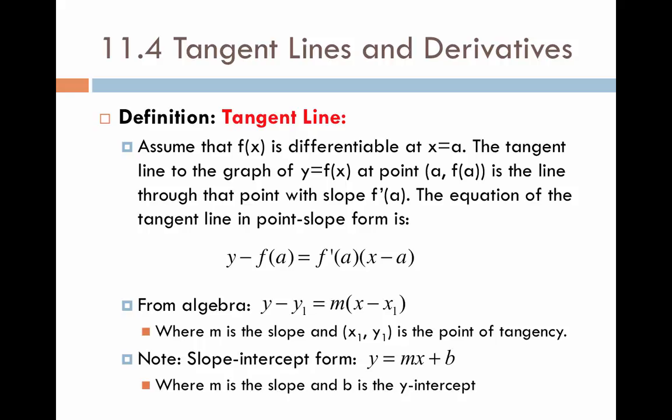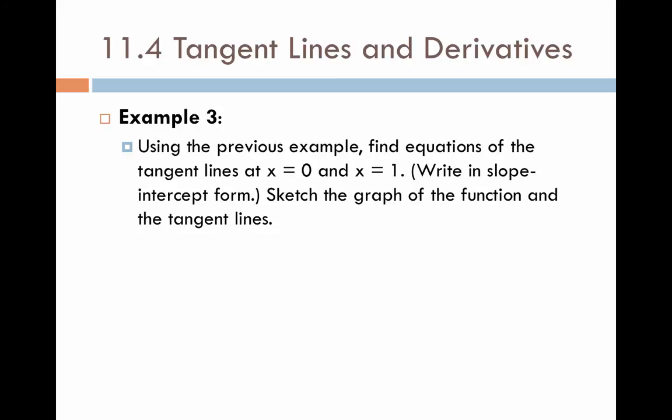Now from algebra, this is how you probably remember it: y minus y1 equals m times x minus x1, where m is the slope and x1, y1 is the point of tangency. Note that slope-intercept form is y equals mx plus b, where m is the slope and b is the y-intercept. A lot of times after you find your equation of a tangent line, you will be asked to put it in slope-intercept form.